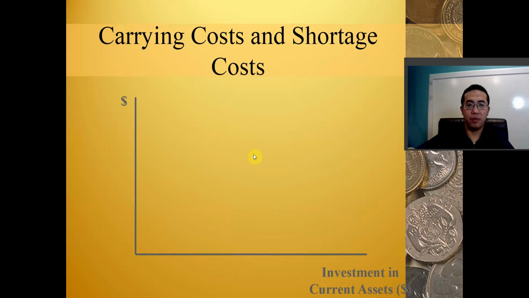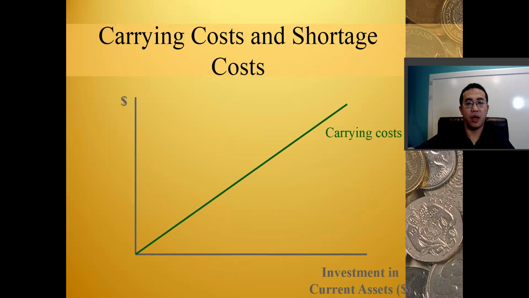Okay, so in the world of finance, we always find the state-of-the-art balance of the carrying costs and shortage costs. If you put more and more investment in the current assets, let's say just in cash for simplistic purposes, then your carrying cost will be higher and higher because you're not getting interest if you invest that cash in another place, in a bank, for example. But if you put in more and more current assets, then you would have less and less shortage cost.